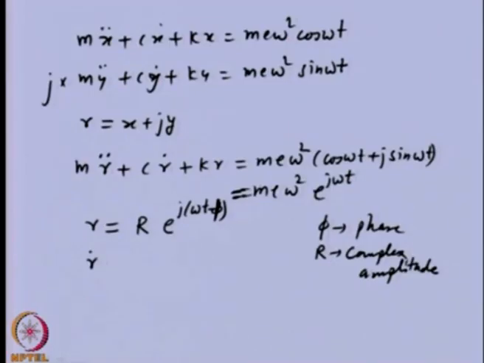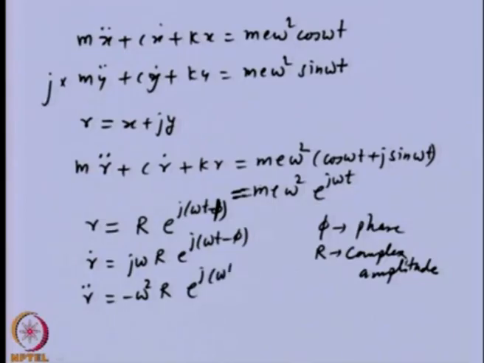If we take the derivative of this, we will get j omega r e^(j(omega t minus phi)). Taking another derivative, because in the equation of motion we have two derivatives, we will get minus omega square r e^(j(omega t minus phi)). This assumed solution and its derivatives we can substitute in the equation of motion.